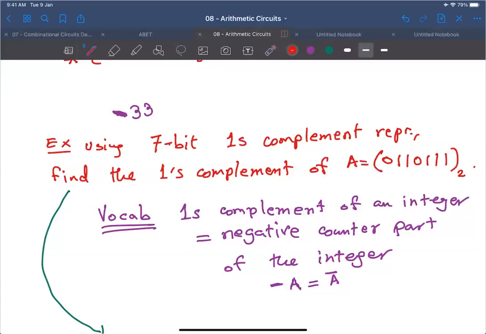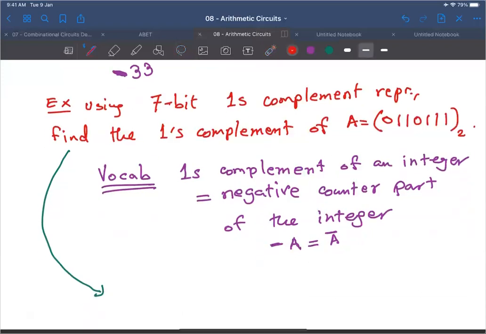Okay, so here my A is this number here, and to find the ones complement of A, the ones complement of A is the negative counterpart of A. So the negative counterpart of A is nothing but a complement in the ones complement representation. So in my case here, my negative A is going to be what? Just take the complement of all the bits.